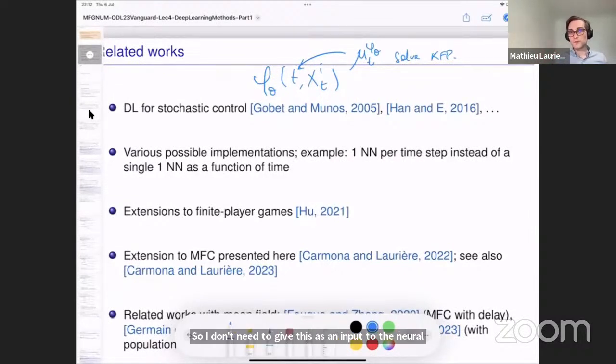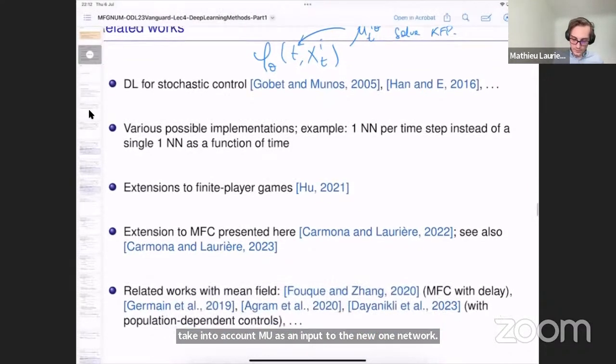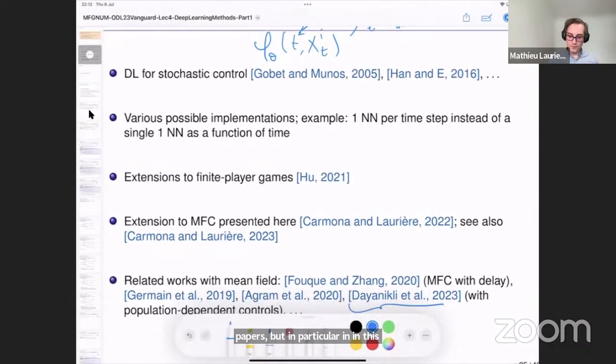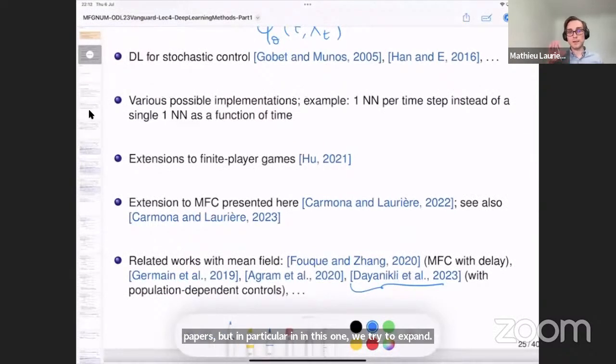Now, if you have common noise or other specific aspects in your model, then you might need to take into account mu as an input to the neural network. This is something that we have explored in a few papers, but in particular in the one at the bottom, we try to extend exactly the same method, but plugging in the distribution. In that case, you need to do an approximation. So one possibility is to use an empirical distribution and symmetric neural networks.